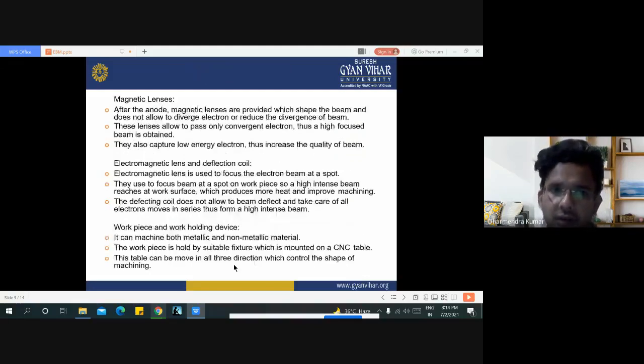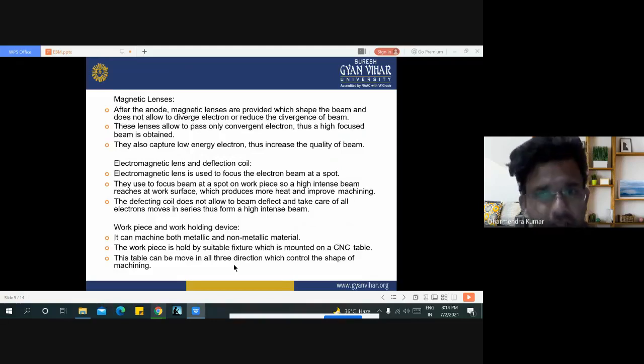Here is the function of the magnetic lens. After the anode, magnetic lenses are provided which shape the beam and do not allow electrons to divert, reducing the divergence of the beam. These lenses allow only convergent electrons to pass, so a highly focused beam is obtained. They also capture low energy electrons, thus increasing the quality of the beam.